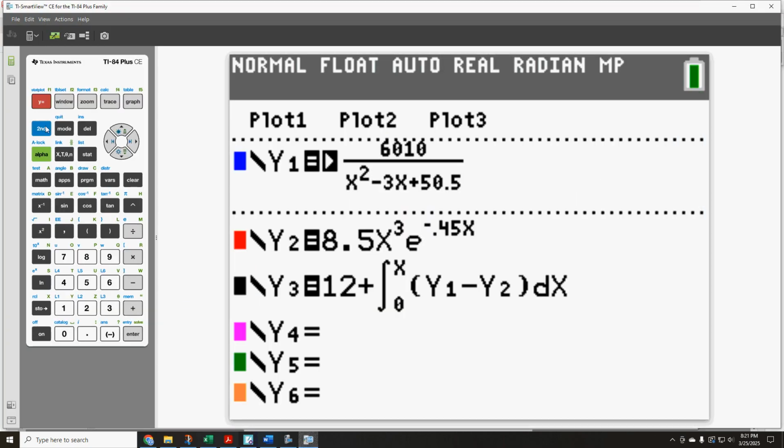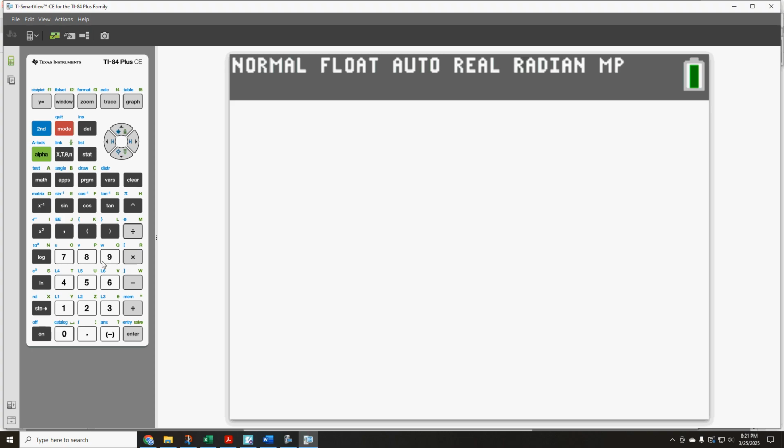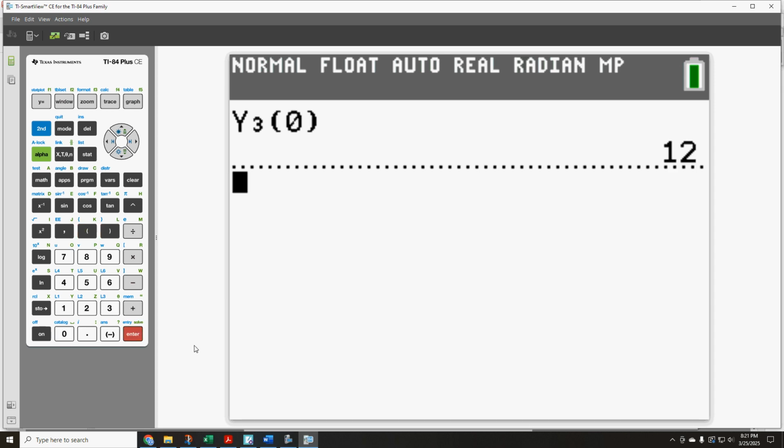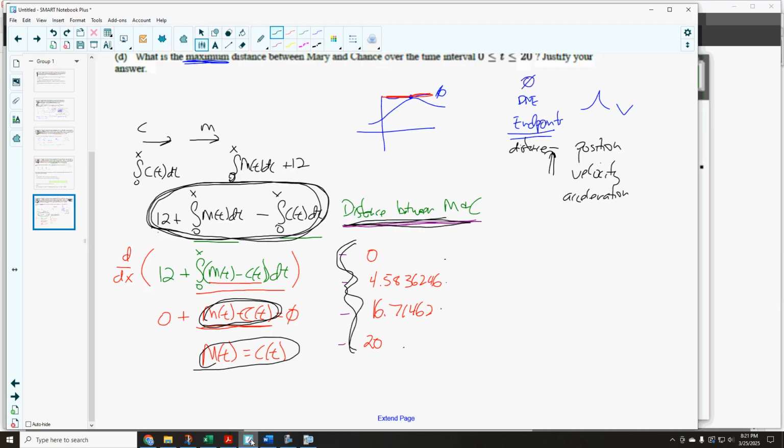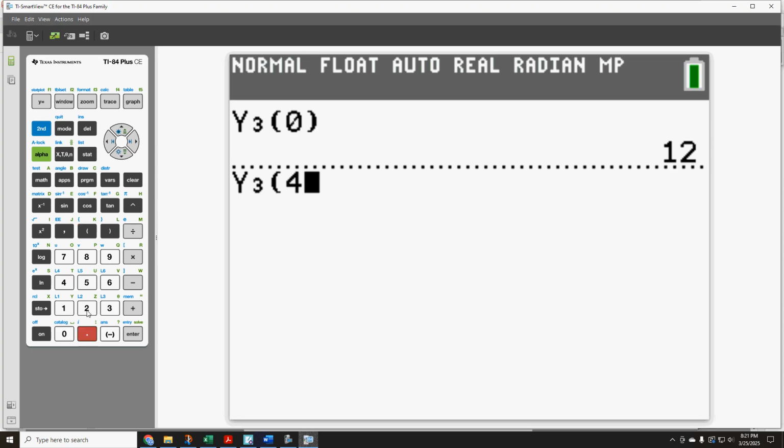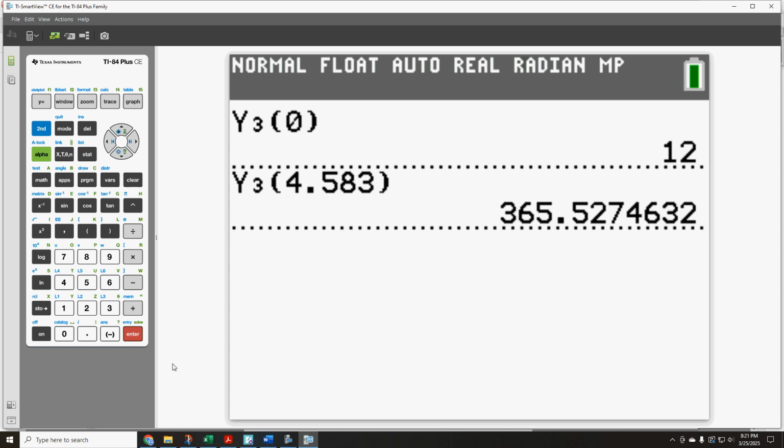So now I can go back to my main screen, and I can say alpha f4 y3, and I want to evaluate that first at 0. And I find out that the distance between them is 12 at 0, which makes total sense because Mary is 12 meters ahead of Chance. And then I'm going to do alpha f4 y3, 4.583. So back to the calculator, 4.583. And that gets me 365 meters.